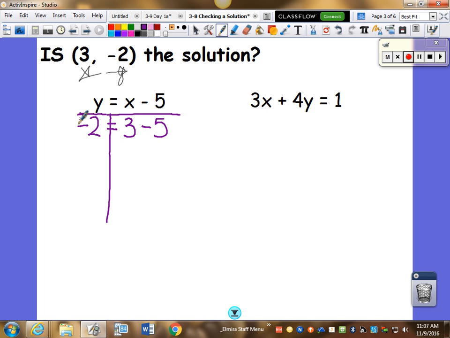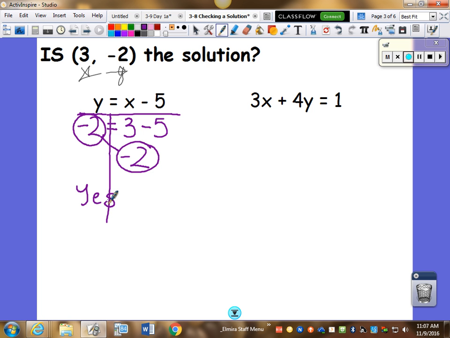So on the left-hand side, I have -2. There's nothing to do on that side. Now I'm going to go to the right-hand side. And I'm going to pretend that I don't have a -2 over here. I'm going to just do subtraction. 3 take away 5 is -2. And the point of this is to see if the answer I get on the right-hand side matches what I have on the left-hand side. And it does. So that's a yes.